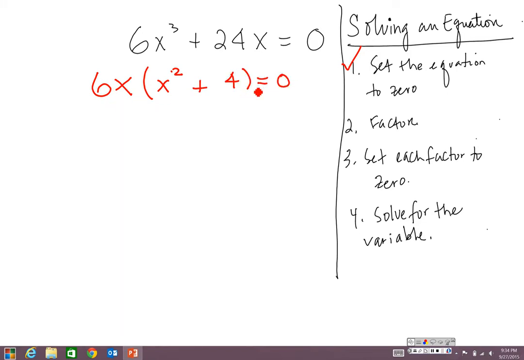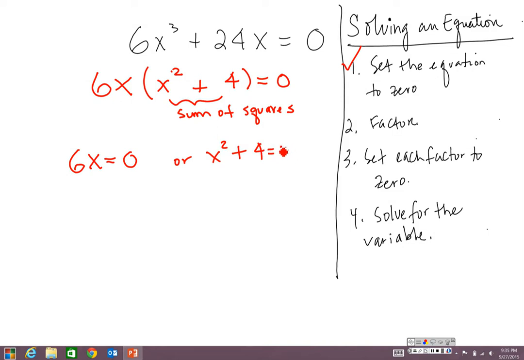Plus 4 equals 0. Now that we have factored, we can set the factors to 0. Notice here that x squared plus 4 is not factorable because this is a sum of squares, so we cannot factor that. So that's why we have to go straight to setting the factors to 0. 6x equals 0, or x squared plus 4 equals 0.